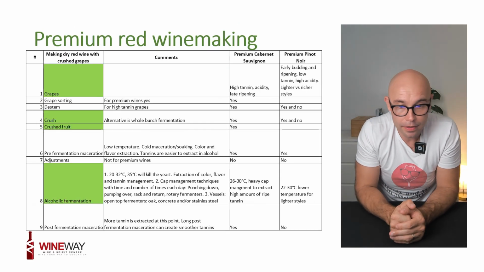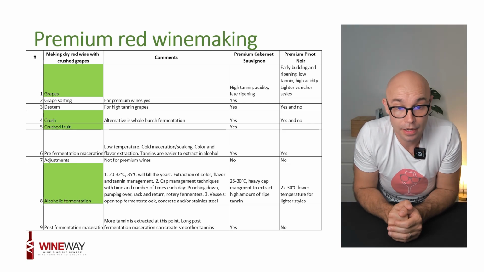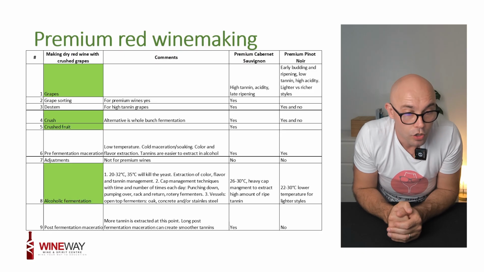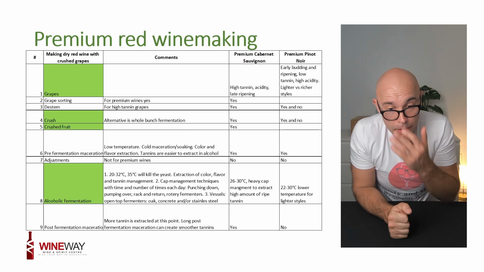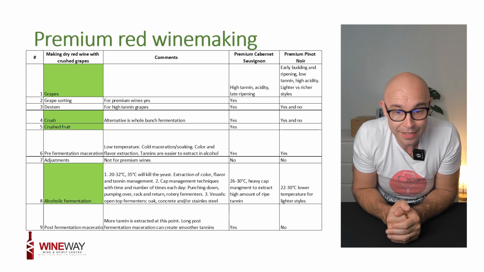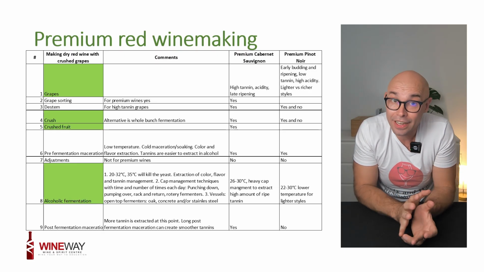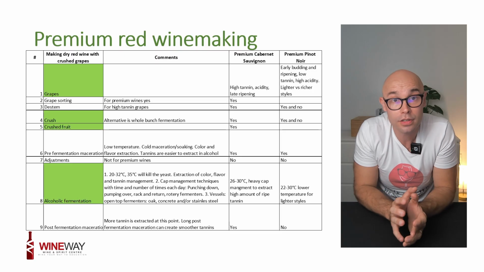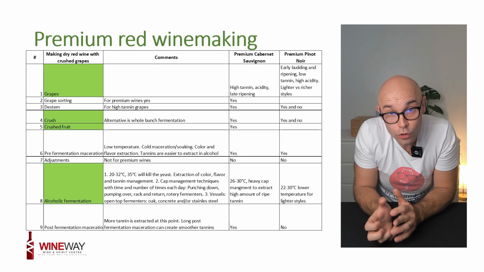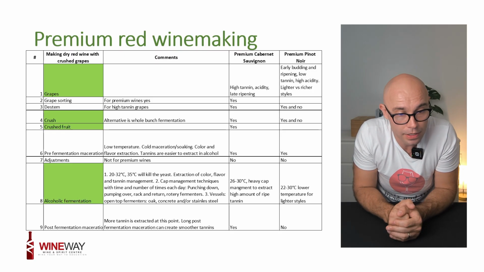Premium red wine making, I'm going to be comparing premium Cabernet Sauvignon with premium Pinot Noir. So grapes like Cabernet Sauvignon: high tannin, high acidity, late ripening grape. Pinot Noir: early budding and early ripening. Low tannin, high acidity. There are lighter Pinot Noirs, and there are also a little bit fuller Pinot Noirs. We'll explain how this can be done.